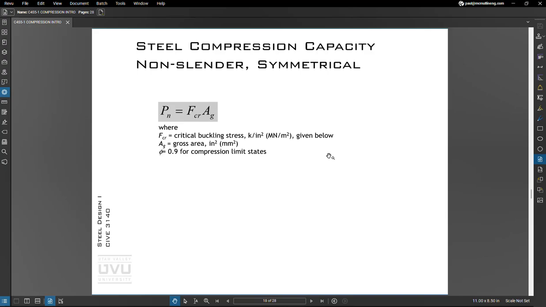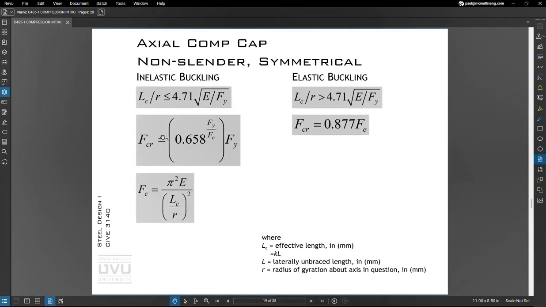Okay, so let's jump over to steel. The fundamental equation is pretty simple. It's the area times the critical buckling stress. This critical buckling stress is given in these two equations, and it's a function of slenderness. So Lc is that K factor we looked at earlier times the length, and then r is the radius of gyration. Often that is the radius of gyration about the y-axis. So we want to use the lowest ry or r value, and for wide flange columns, that's always ry.